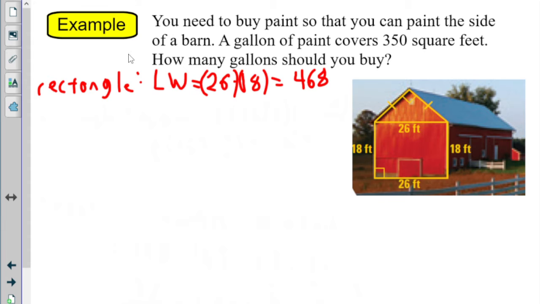Now, the triangle is a little bit more complicated because we have this side is 26, but we don't have the base and the height, which are over here. Luckily, the base and the height are going to be the same because it's an isosceles triangle. Those two sides are the same.